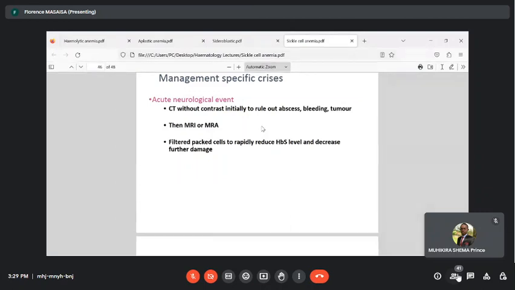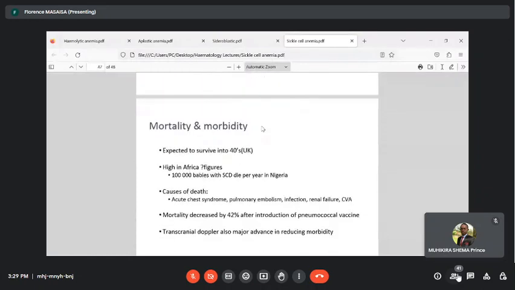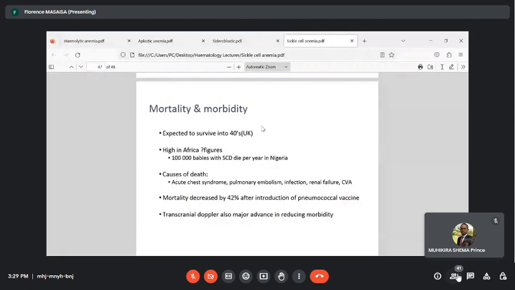Mortality and morbidity are mostly an issue in our setting. I can say most of the patients are seen in pediatrics, between the adult age we don't see them a lot in internal medicine, meaning the mortality rate is still high in our population. In Nigeria, 100,000 babies are dying per year. The cause of death may be either acute chest syndrome, pulmonary embolism, infection, or cerebrovascular accident. So this is a high complication.